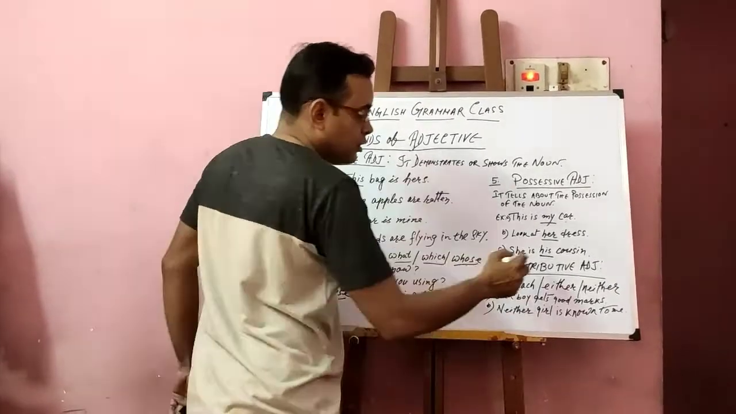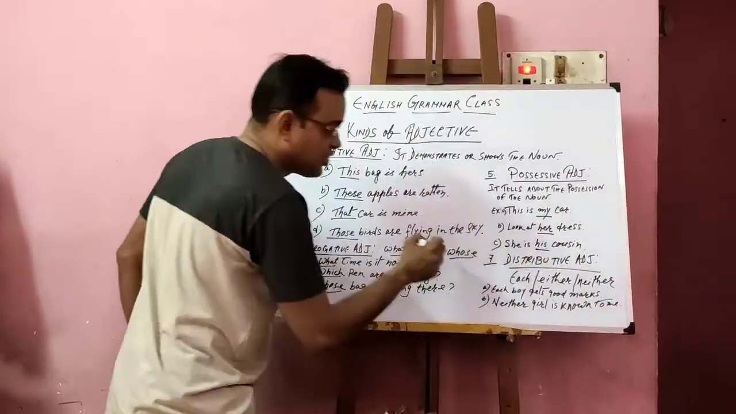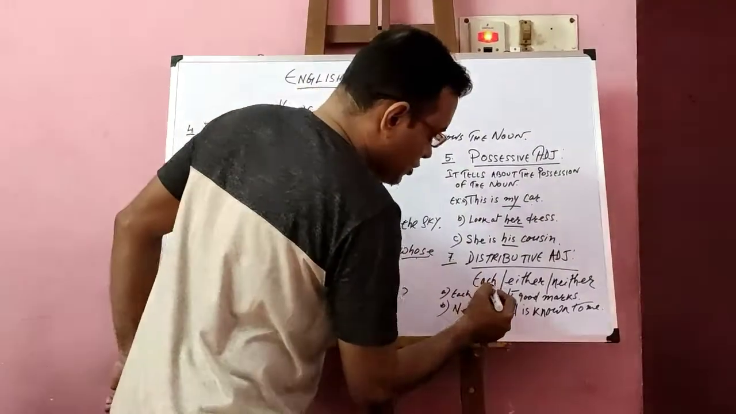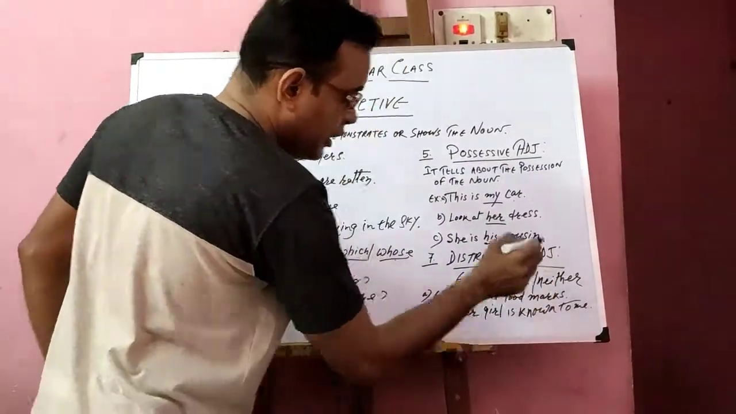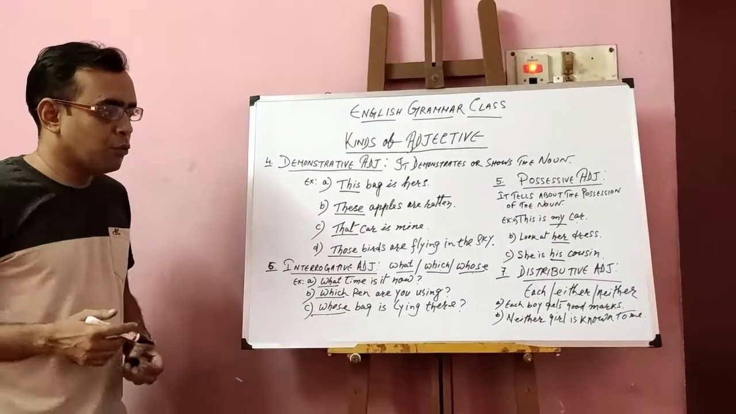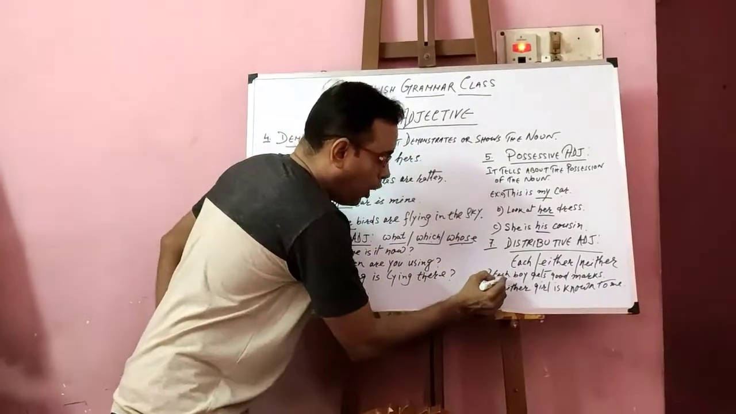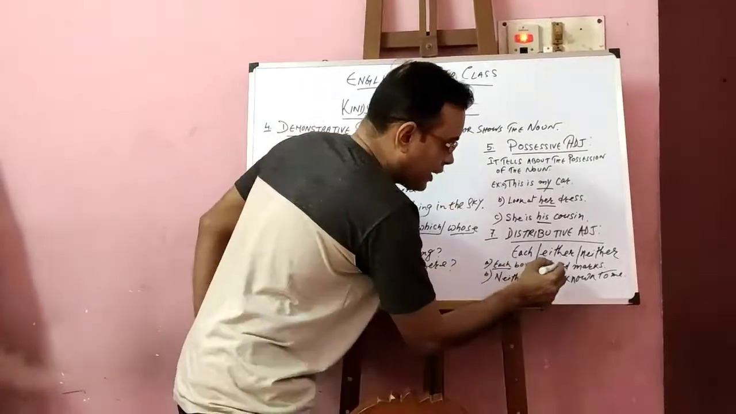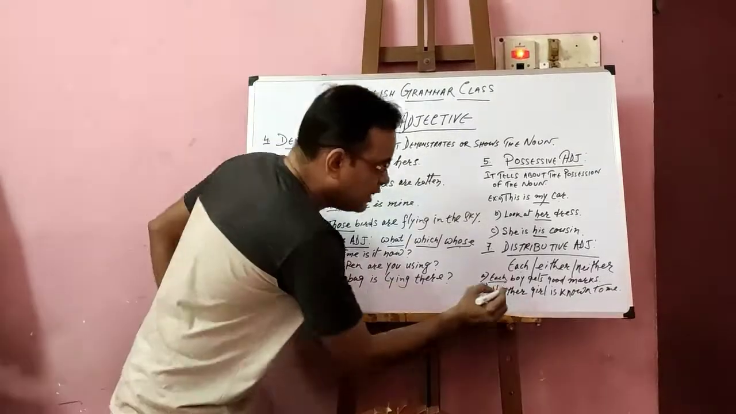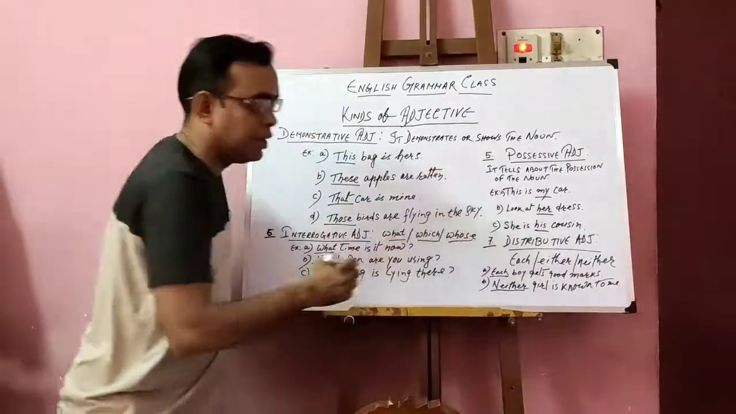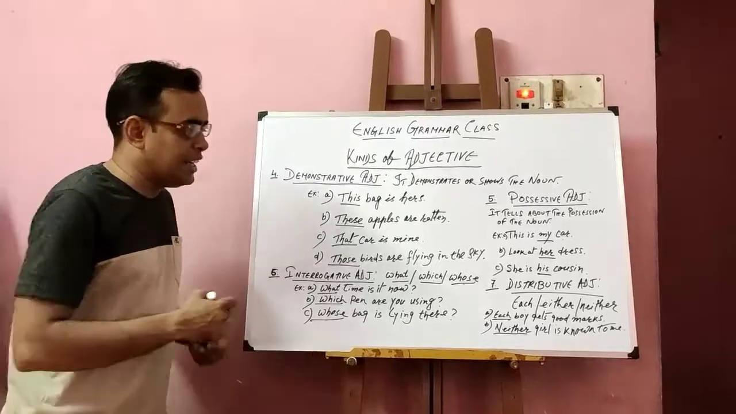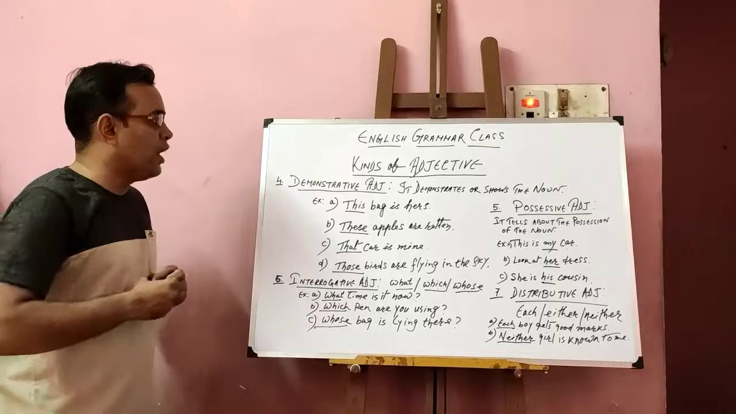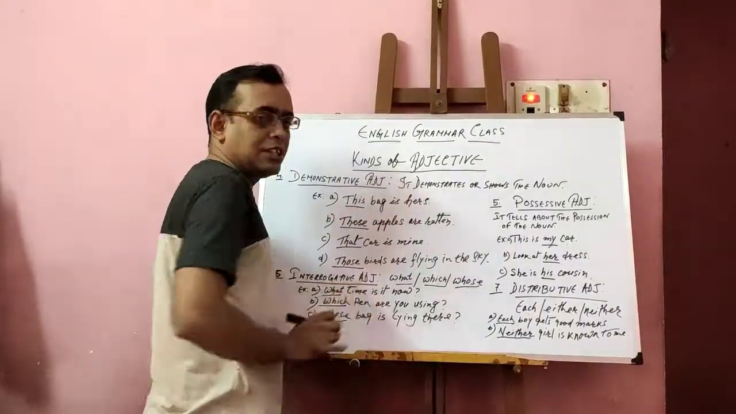Next we go for the last one, the distributive adjective. Distributive, so we can distribute. Three words are there: each, either, neither. Each boy gets good marks. Neither girl is known to me. Neither girl. So these are distributive adjectives. So I hope you understand the kinds of adjective.